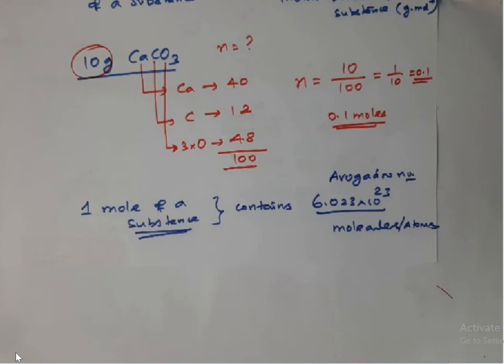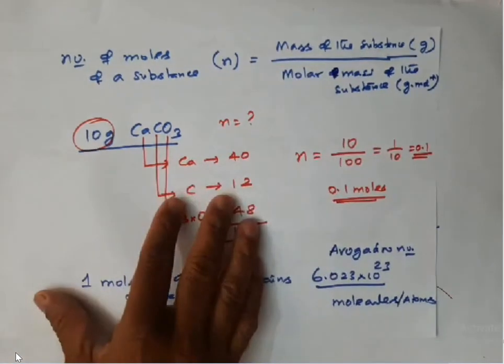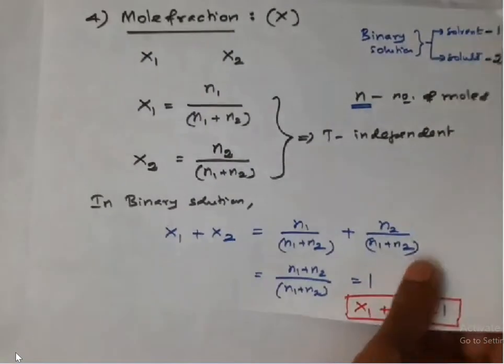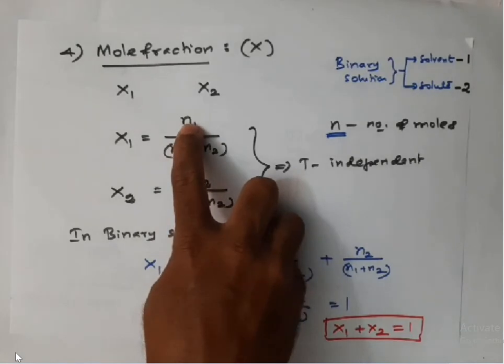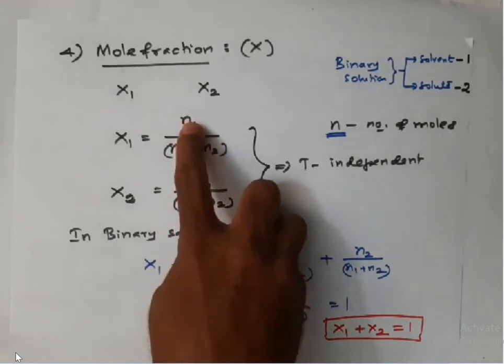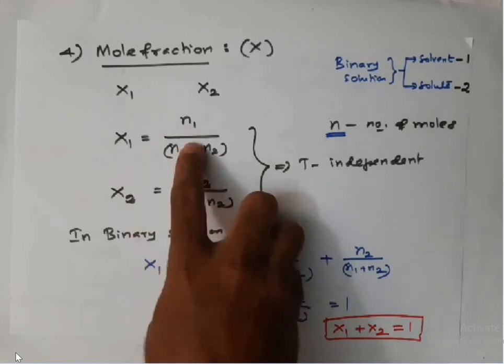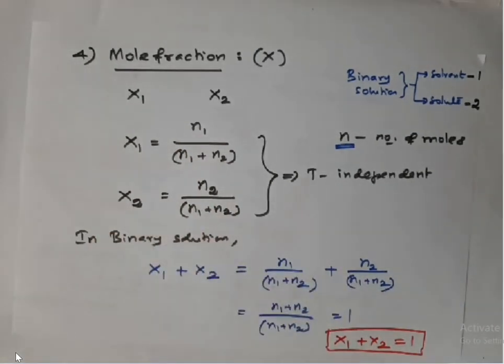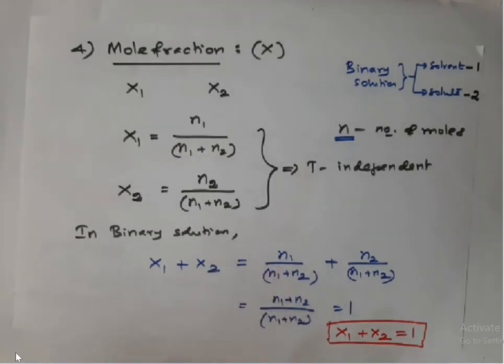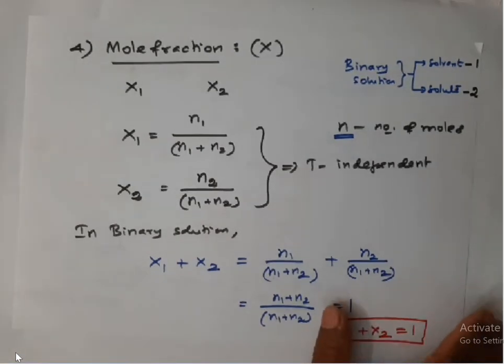So you must know how to find number of moles. If you know how to find number of moles, then you can easily calculate the mole fraction, because you should calculate number of moles of solvent and number of moles of solute. If you know both, then you can calculate the mole fraction using this formula: mole fraction for solvent and mole fraction for solute. So to find mole fraction, you must know how to calculate number of moles, right? Keep this in mind, very, very important.